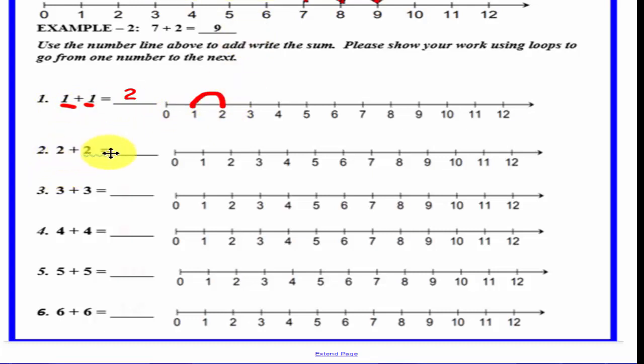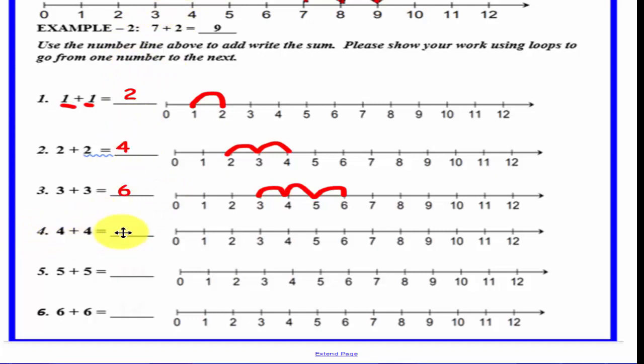Here we have 2 plus 2 is equal to 4. And how did you get that? Well, same basic idea. We start off with 2. And how many loops do we have? 1, 2. So 2 plus 2 is equal to 4. Here we have 3 plus 3. You see a pattern here? We're just duplicating the numbers. Okay, so in doing so, we're going to start at 3, right? And how many loops do we have? 3. 1, 2, 3. So 3 plus 3 is equal to 6.